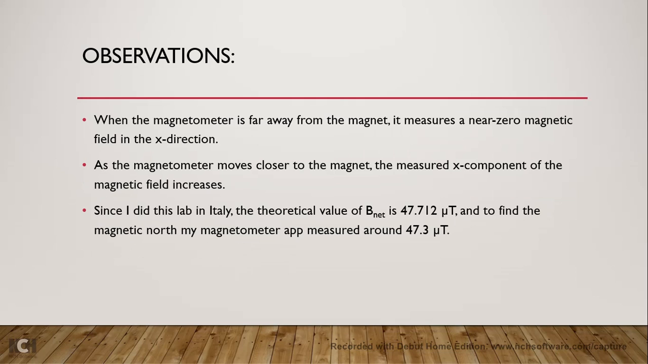When the magnetometer is far away from the magnet, it measures a near zero magnetic field in the x direction. As the magnetometer moves closer to the magnet, the x component will increase. Since I did this lab in Italy, the theoretical value of B net is 47.712 microtesla, and I work with a value of 47.3 microtesla.